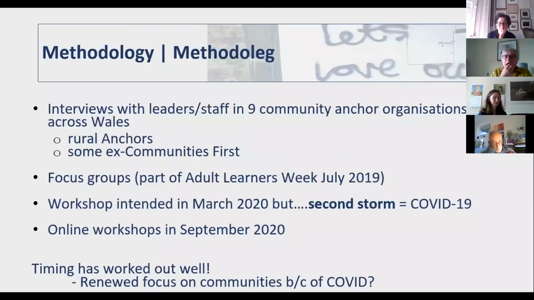Very quickly, we spent a few months with leaders, staff and trustees from nine community anchor organisations across Wales. My background is largely, not exclusively, on the Communities First programme, which certainly in its second or third trimester, if you want to break it into three trimesters, from about 2012 to 2018, became a much more urban-based programme. Rural areas left it.